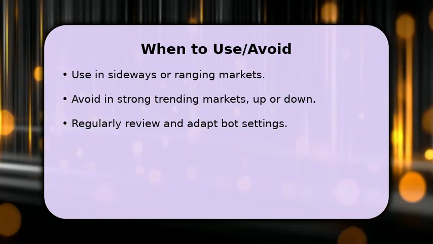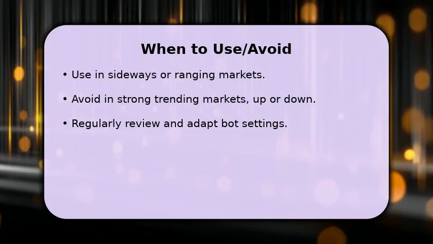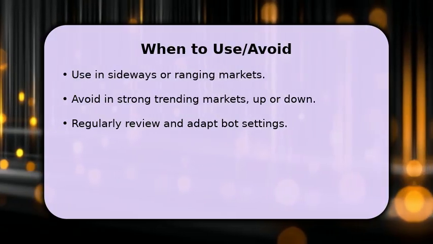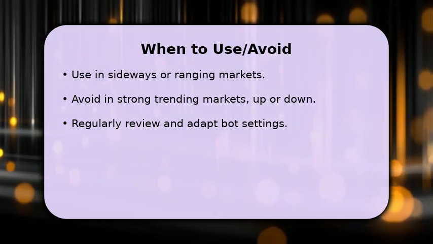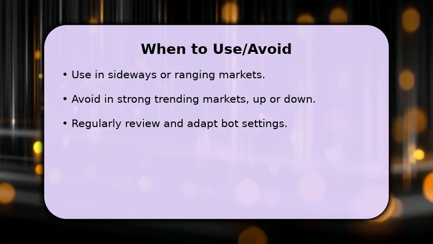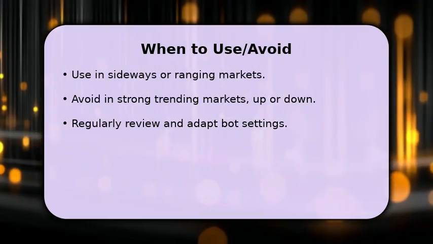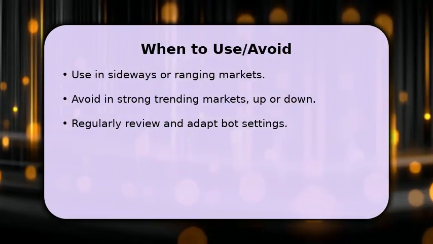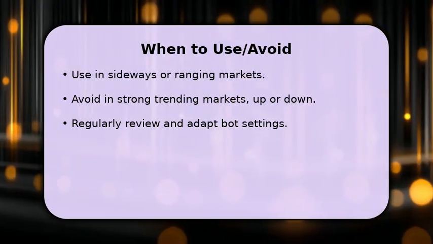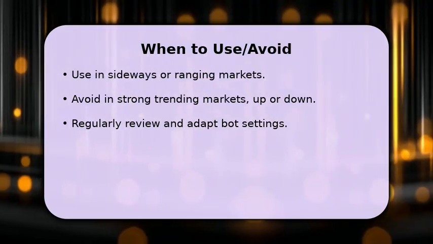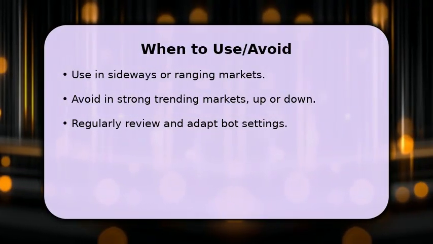Grid trading bots are most effective in sideways or ranging markets where prices fluctuate within a defined channel. You should generally avoid using them in strong trending markets, whether upward or downward, as they can incur losses. Remember to regularly review and adapt your bot settings to current market conditions. When starting, it's prudent to begin with a small investment, perhaps $100, to understand its behavior.